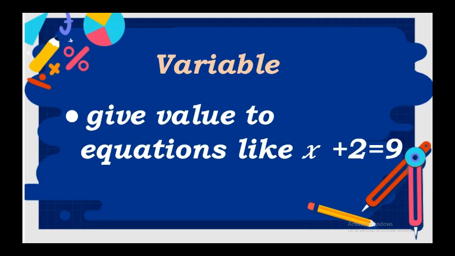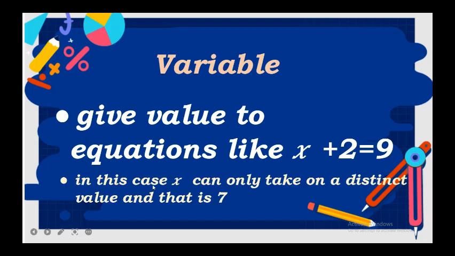A variable also gives value to equations like x plus 2 equals 9. In this case, x can only take on a distinct value, and that is 7. If x takes the value of 7, the equation is correct.